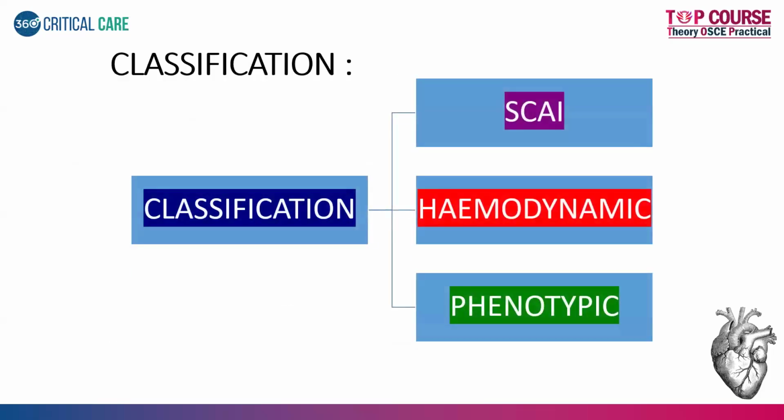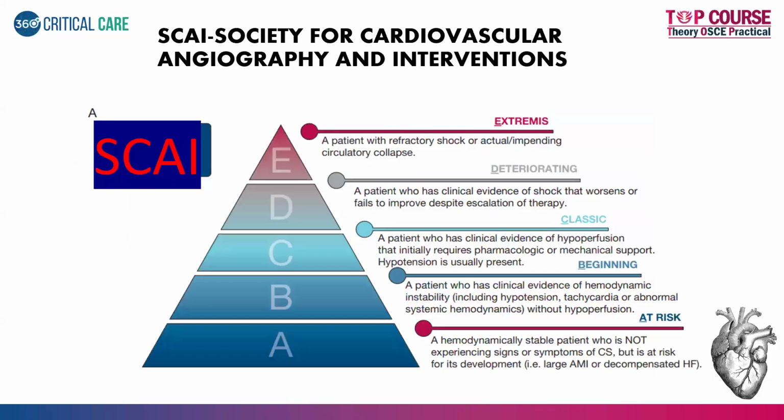So coming to the classification, as I told you, it is based on the SCAI criteria, hemodynamic criteria, or a phenotypic criteria. So what is SCAI? That is the Society of Cardiovascular Angiography and Intervention. And how does that define cardiogenic shock? It starts by categorizing people into stages A, B, C, D, and E. These stages are basically based on a few parameters. It can be clinical parameters, laboratory parameters, or hemodynamic parameters.